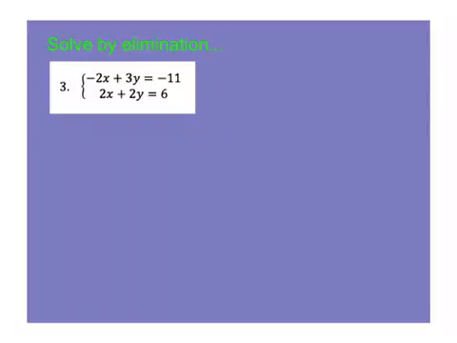So again, we want to add these straight down and see if anything eliminates right away. Well, my x's eliminate right away. A negative 2x plus a 2x, those are gone. A 3y plus a 2y gives me 5y. And a negative 11 plus a 6 gives me a negative 5. So I can divide by 5 on both sides to solve for y. And y is going to be negative 1.